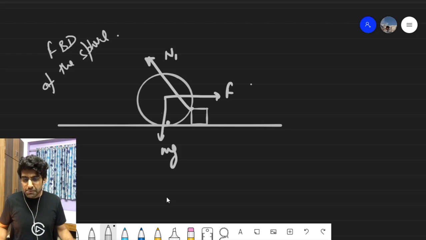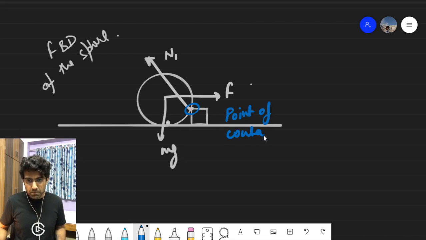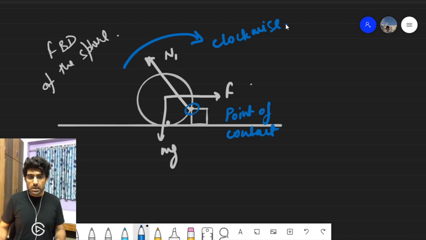Now remember, if this sphere has to topple, the condition for toppling is, can you imagine about what point this sphere is toppling? So this sphere is toppling about this point over here. We call it the point of contact, and the sphere will topple in a clockwise direction. So for the sphere to topple, the net torque in the clockwise direction has to be positive.